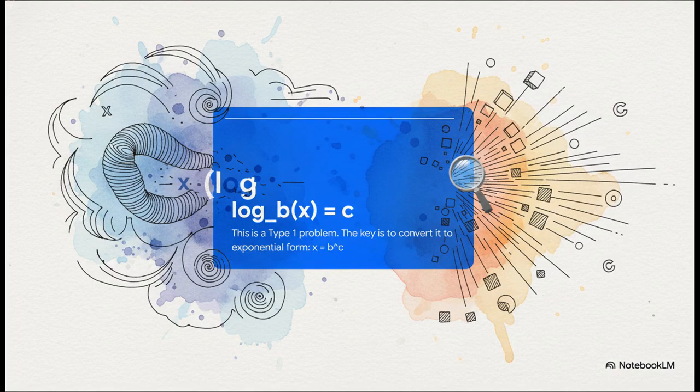So let's look at the key for each one. For a type 1 problem, this conversion formula is your key. The expression log base b of x equals c transforms into x equals b to the power of c. Just look at that. The log completely vanishes. This is exactly how you turn a scary-looking log problem into something way, way friendlier.